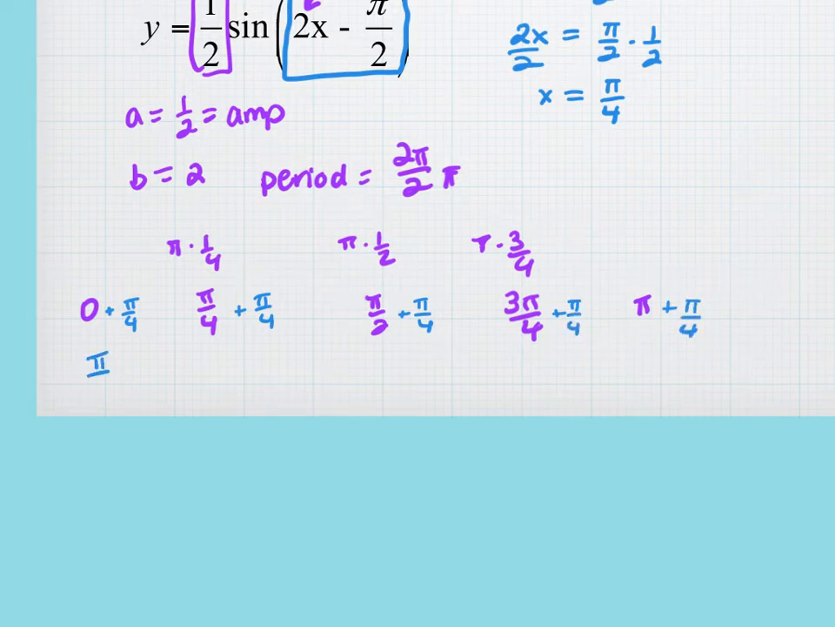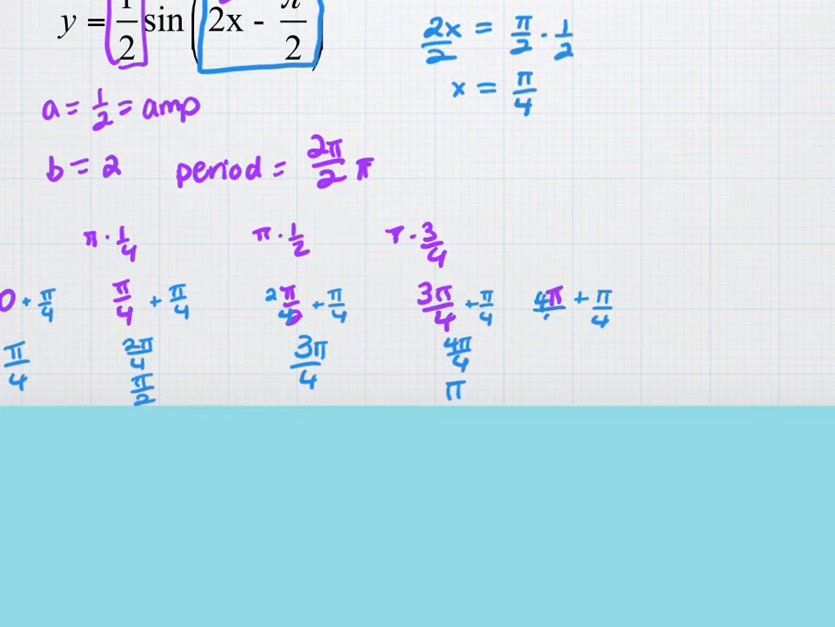I get a pi over 4. 2 pi over 4, which is pi over 2. This would become 2 pi over 4, 3 pi over 4. 3 pi plus pi, 4 pi over 4, which is pi. And then 4 pi over 4 plus pi over 4, which is 5 pi over 4.